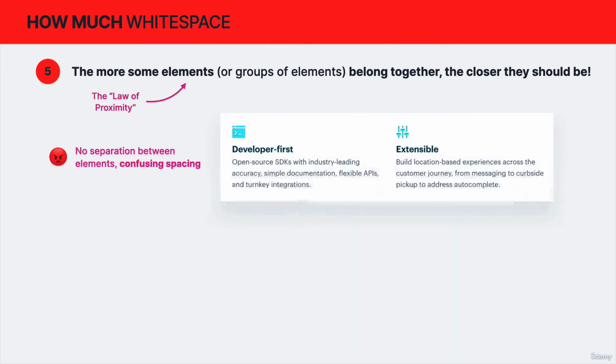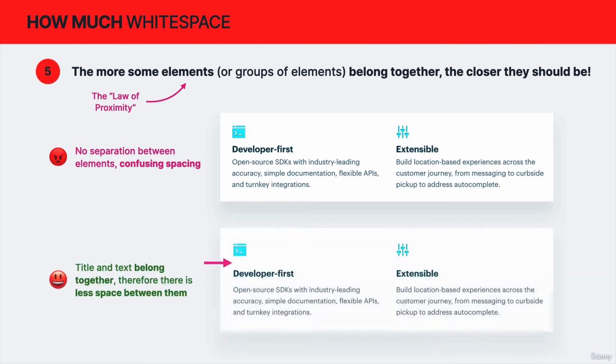So of course there are some examples here, and here we have way too little white space. So this is all packed together very closely, and the relationship between these elements is not really visible. But on the other hand, here it is much better. So the title and the text kind of belong together, and so the spacing between them is a lot less than the space that's between the icon and the title. And so this is the law of proximity in action.